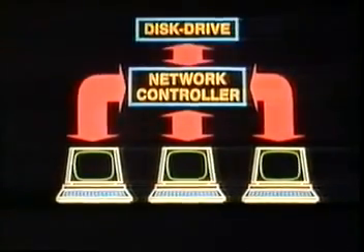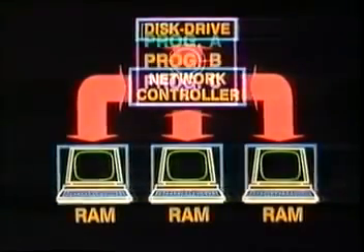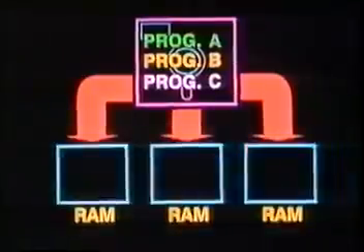We'll see how to move information between computers. The simplest way to link computers together is via a network controller and a disk drive. This enables all the computers to load any of the contents of a single disk into their RAM memories.